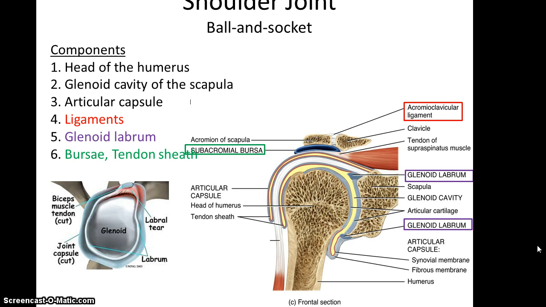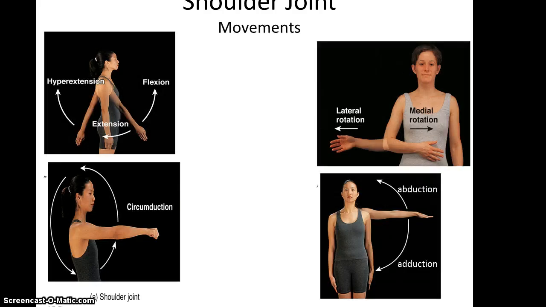And there are also some bursae and a tendon sheath found in the shoulder joint. And of course ligaments, lots of ligaments. And this allows you to move your arm in a number of ways, including flexion, extension, and hyperextension, circumduction, lateral and medial rotation, and abduction and adduction.